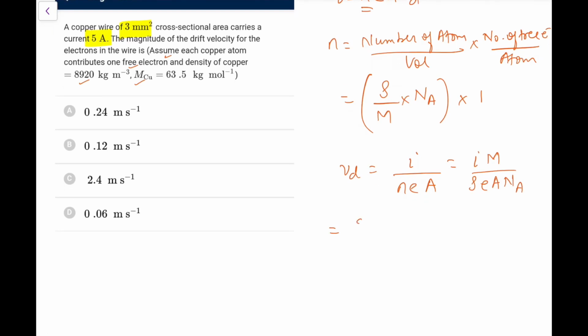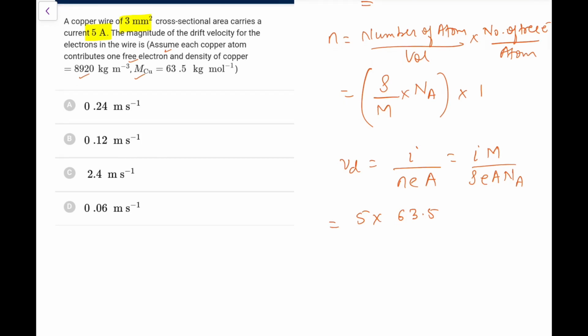I is given as 5, and the molar mass, if I convert, yes, it is 63.5 kilogram. I doubt it. Copper mass 63.5 kilogram per mole? I haven't seen such data. So let's assume it. If they are taking it, I can't help. It should be gram per mole. Let's do what they have given, and then finally check whether the answer comes or not.